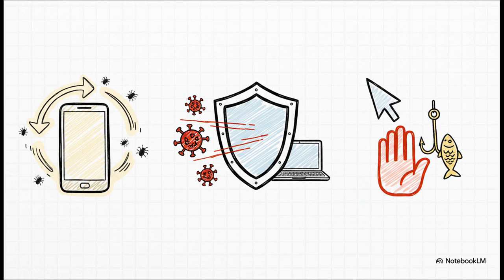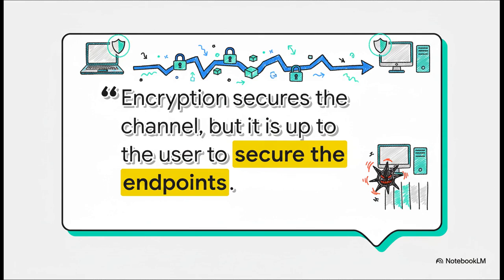1, keep your software and apps updated, because those updates patch security holes. 2, use good, reputable antivirus software. And 3, just be smart about what you click on. Don't open weird links. A little caution goes a very long way. If you remember just one thing from all of this, let it be this. The technology, the encryption, is there to protect your data during its journey across the internet. But protecting the start and end of that journey, that part is on us. That's our job as the users.